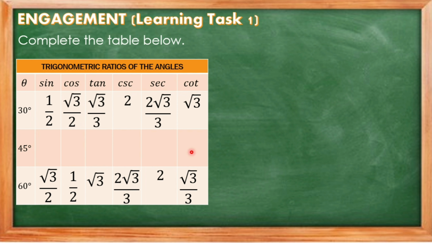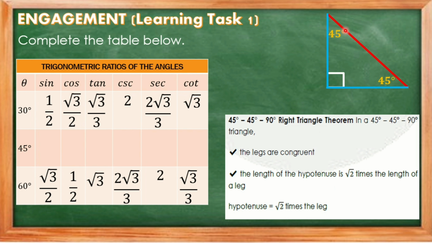So, next, to answer the 6 trigonometric ratios of 45 degrees angles, we will use the concept of 45, 45, 90 degrees special right triangle theorem. Sabi dito sa theorem niya, una, the legs are congruent of a 45, 45, 90 degrees angle. So, ibig sabihin, itong dalawang legs niya ay pareho ang measurement. Let's say, for example, ang measure ng leg na to is 1. So, ibig sabihin, ang isa ay 1 din.